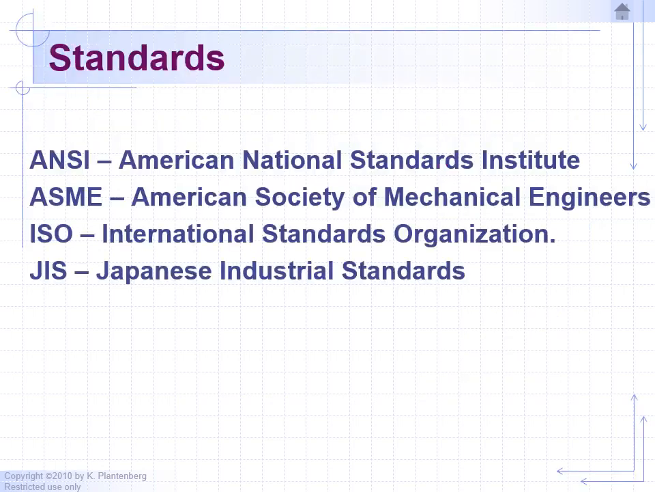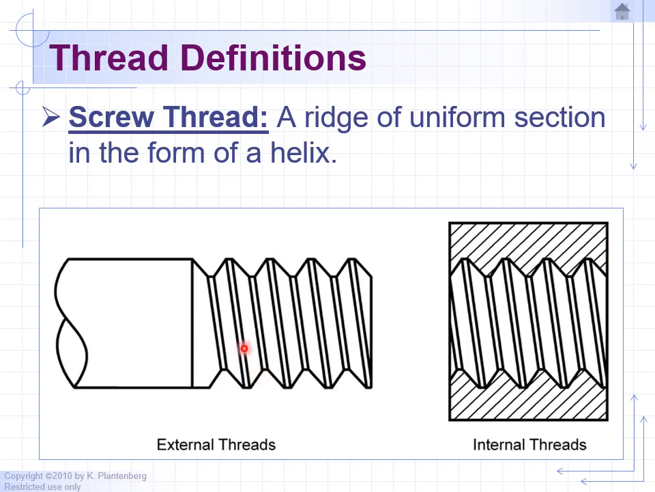How we call out our threads depends on what standard we're using. Also, these standards set up the tolerances on how to create threads on bolts and nuts. Okay, so we have the ANSI standards, ASME, ISO, and we also have the Japanese standards. Okay, so threads, if it's on a bolt, you refer to them as external threads. If it's in a nut or a block with a tapped hole, then you refer to them as internal threads.